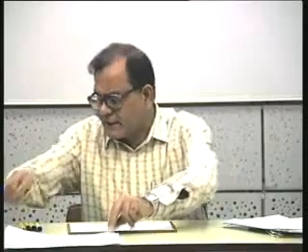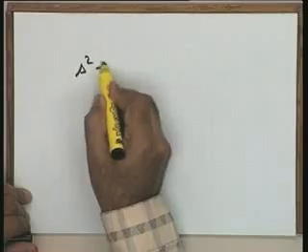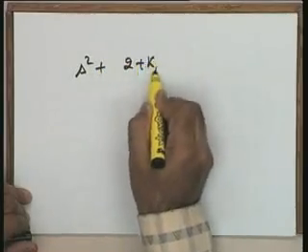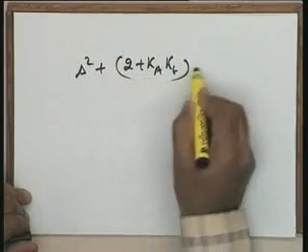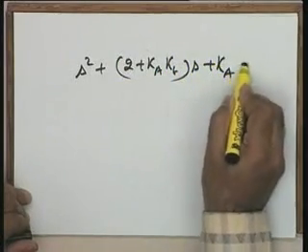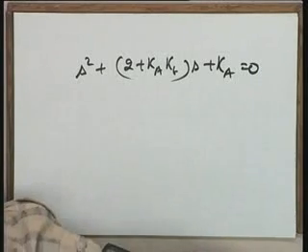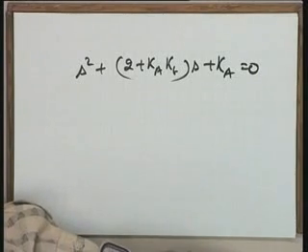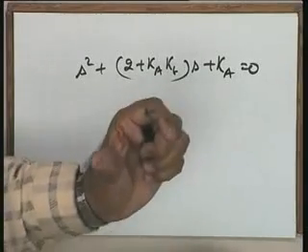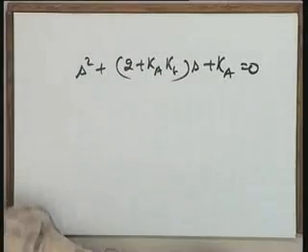What is the characteristic equation? The characteristic equation in this particular case turns out to be S squared plus (2 plus Ka Kt) S plus Ka equal to 0. Please note this point now. I have given this idea to you earlier, that poles and zeros of the system may be different than the poles and zeros of the open loop configuration given to you.